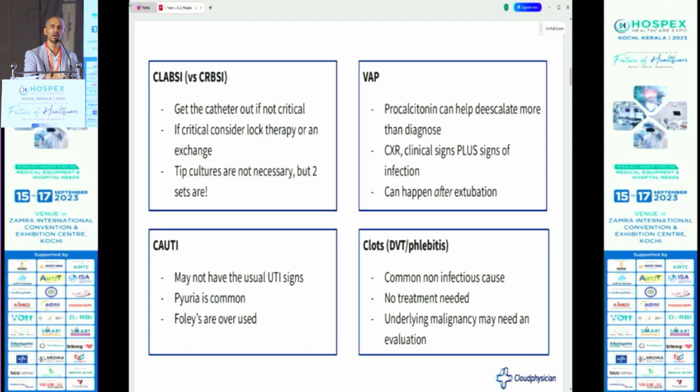You should still know what sort of organisms you'll be dealing with for your empirical coverage. And I think that is where the value of these definitions lies, where you can decide empirical coverage, possible duration of therapy, and look at source control strategies.